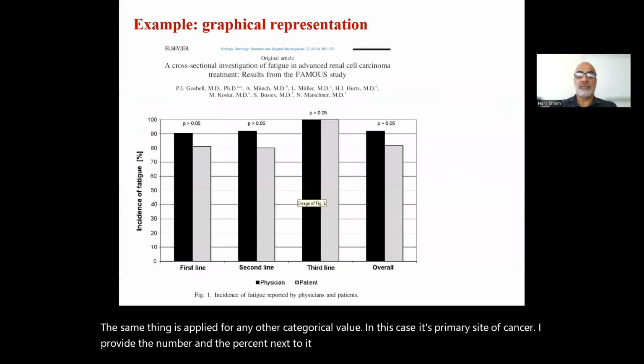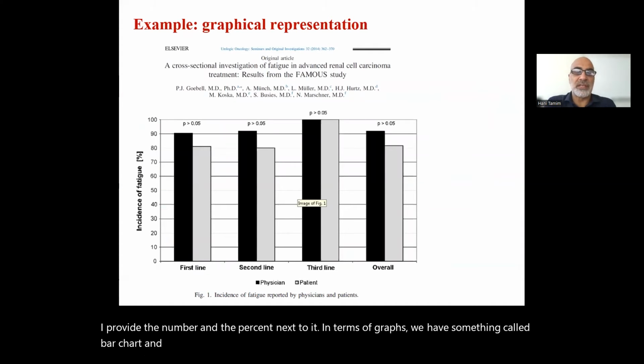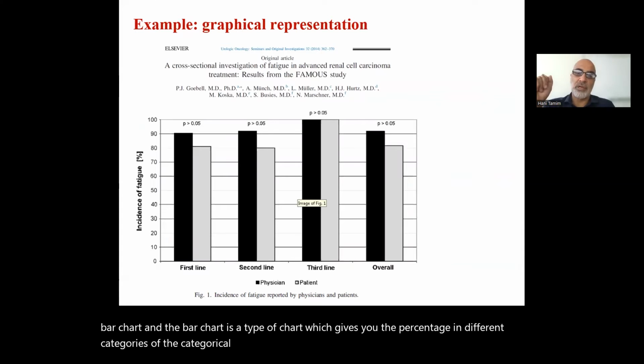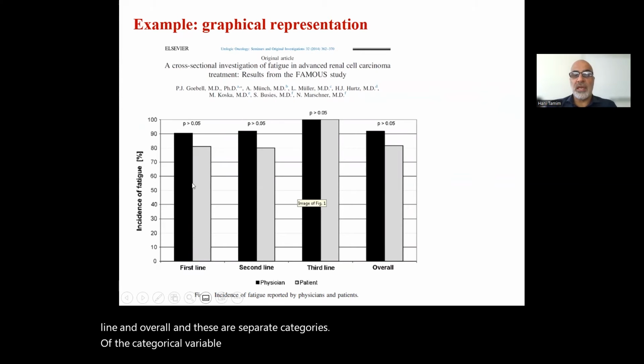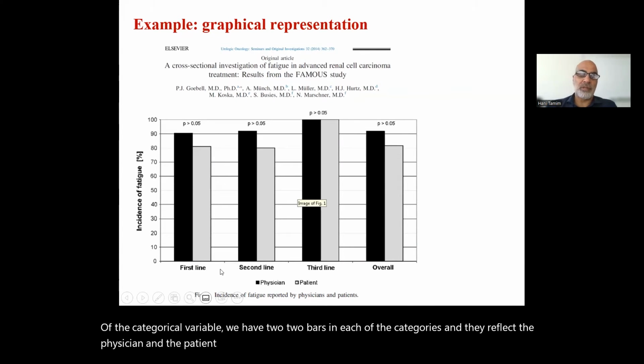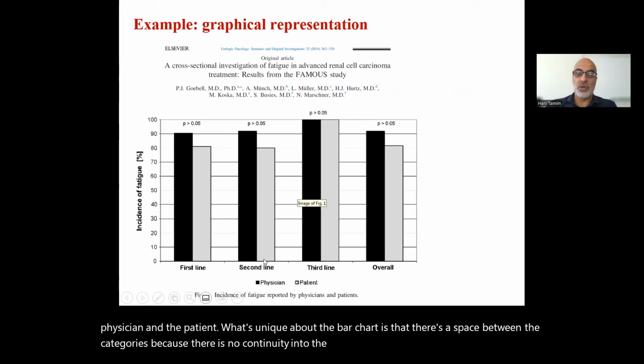In terms of graphs, we have something called a bar chart, and the bar chart is a type of chart which gives you the percentage in different categories of the categorical variable. In this case, we have the first line, second line, third line, and overall. And these are separate categories of the categorical variable. We have two bars in each of the categories, and they reflect the physician and the patient. What's unique about the bar chart is that there's a space between the categories because there is no continuity into the answers that you will receive.